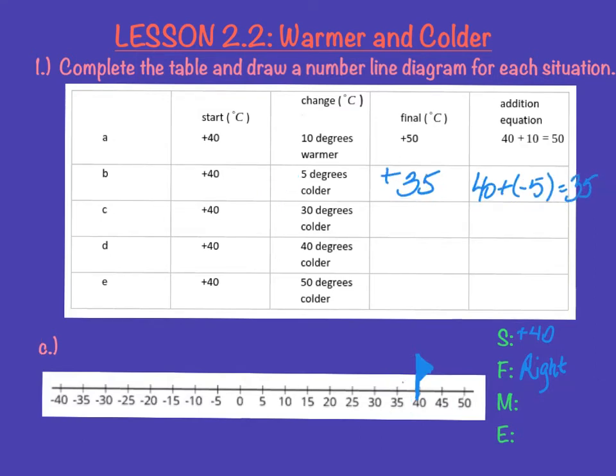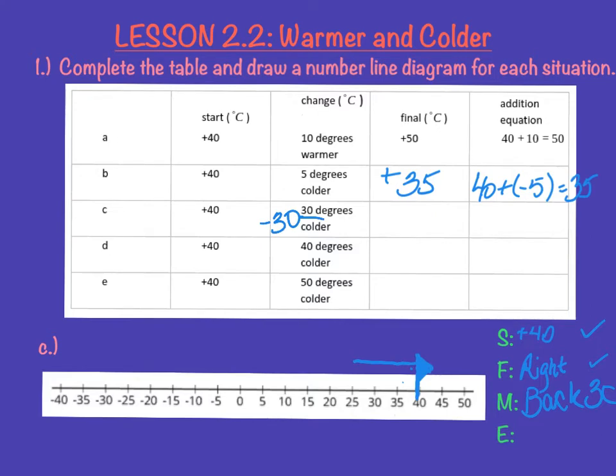Next, each of these I've already set up because I'm starting at positive 40 and I'm facing to the right. Now this one is 30 degrees colder. Colder means negative, so this is negative 30. So if it's negative, it means I'm moving back, and in this particular case, I'm moving back 30. So because I'm facing to the right, back goes in this direction. Remember, we only face right or left, we move back or front, okay?